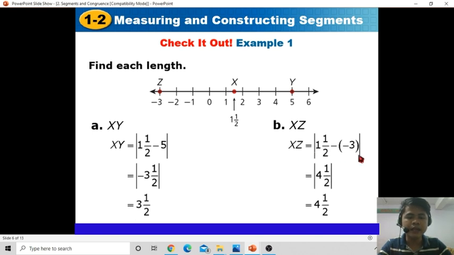It will be 1 and 1 half minus negative 3. 1 and 1 half minus negative 3 is positive 4 and 1 half. The absolute value of positive 4 and 1 half is positive 4 and 1 half.